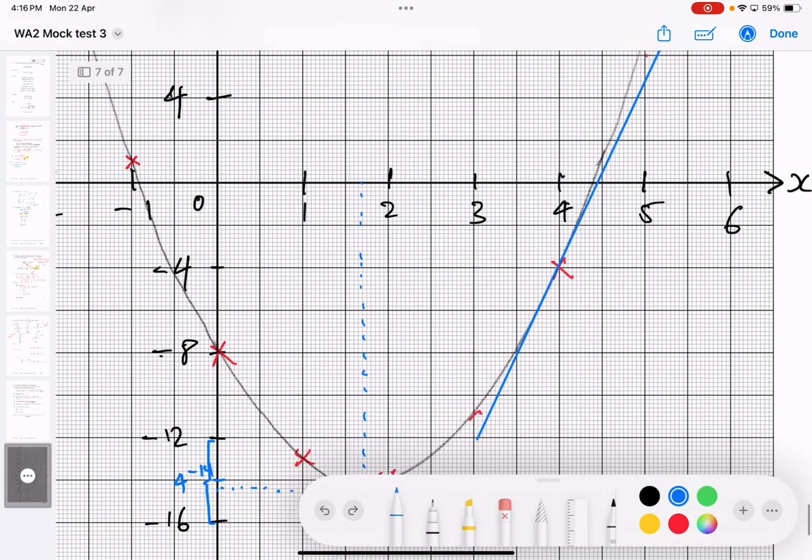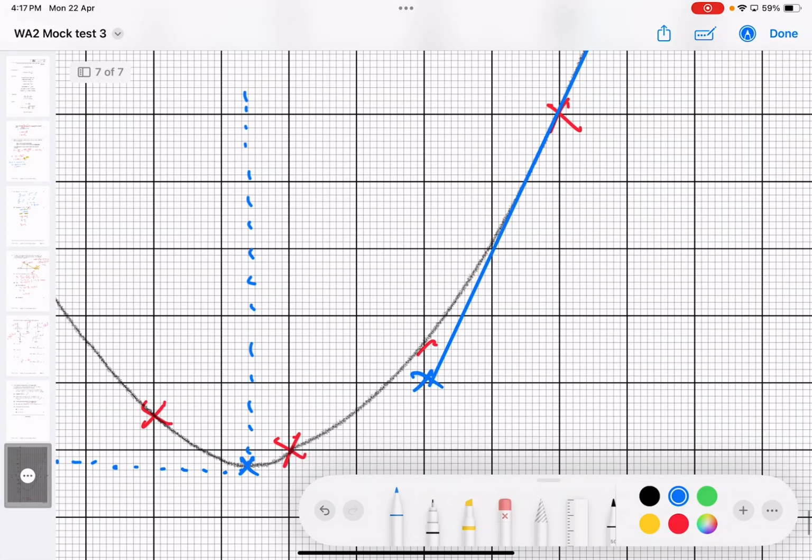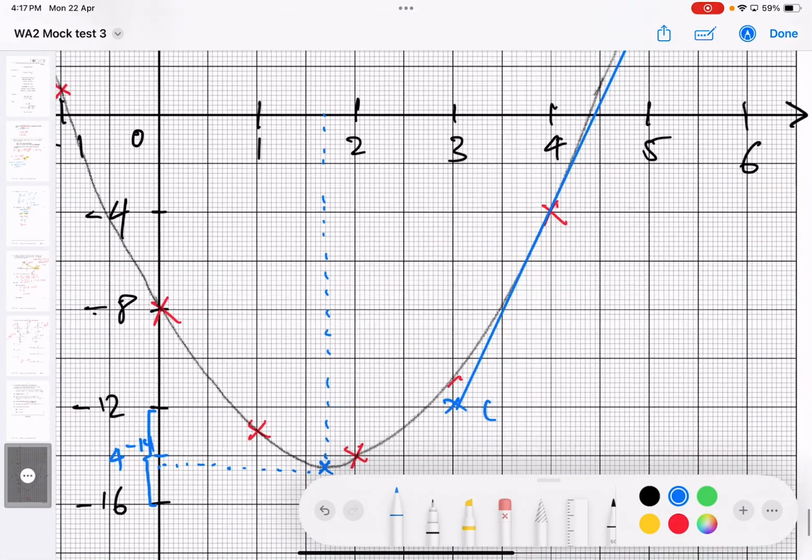Okay? Then how to find the gradient? Find any 2 points. Read off any 2 points and apply the formula. I'm not going to go through this one. I'm pretty sure you know how to do it. Just choose any 2 points and write down the coordinates. For example, I choose this point over here, and I say this is 3 and negative 12.